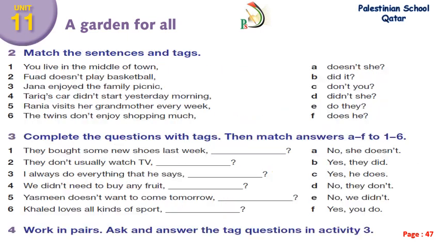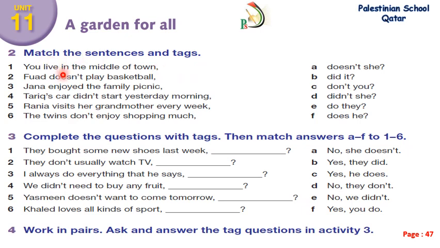Let's go to complete the exercise. Match the sentences and tags. This exercise is very easy now. Number 1. You live in the middle of town. Fuad doesn't play basketball. Jana enjoyed the family picnic. Tariq's car didn't start yesterday morning. Rania visits her grandmother every week. The twins don't enjoy shopping much. Answers: doesn't she? Did it? Don't you? Didn't she? Do they? Does he? Did you guess the answer?